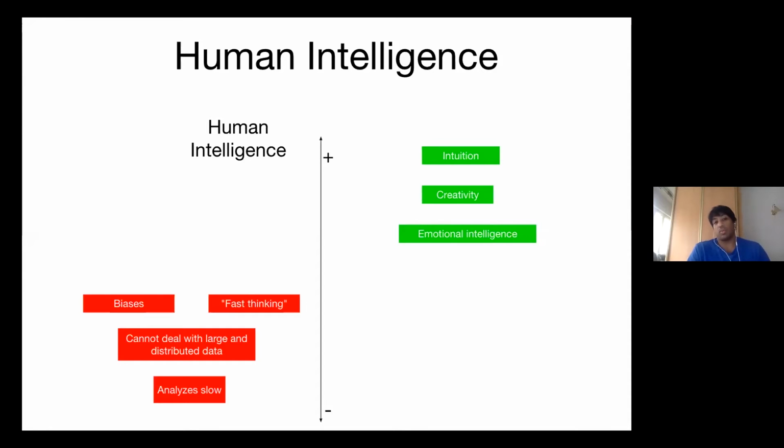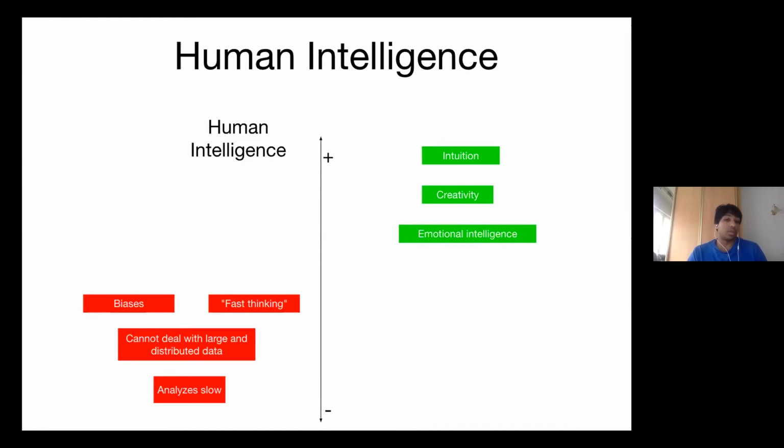But as I said, we have something called fast thinking. There's a great book on that, and the author has given a lot of great examples of how we make decisions with fast thinking. We think very quickly without analyzing. I don't have the time to give those examples, but there are some really amazing examples there.